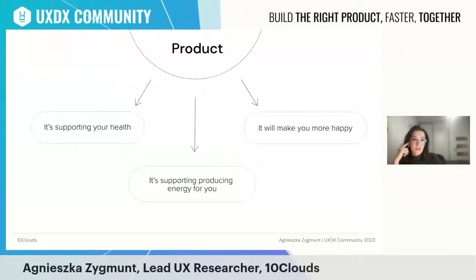In another case, you can imagine that you have a product. And I know it's a silly example, but in this example, your product is the sun. So you can tell one person that it will support their health, because being in the sun helps with vitamin D and it's better for your bones. When we are talking to another person, you can tell them that it's supporting producing energy for you. Maybe for another that it will make you happier, because for this person, happiness is the value they are expecting.